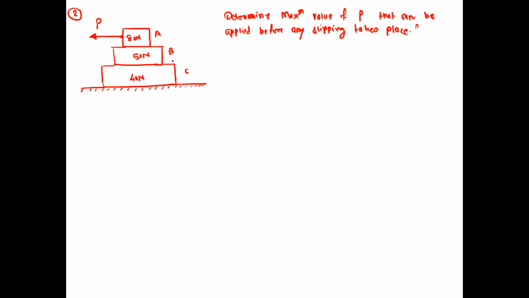The coefficient of friction in between the blocks: between A and B, the friction is 0.4. Between B and C, this is equal to 0.25. And between block C and the ground, it is equal to 0.15. Okay. So we have to determine what should be the maximum value of P that we can apply so that no slipping takes place. It means block A should not slip over B or B should not slip over C. Before any slipping takes place, we have to find out the corresponding value of P.